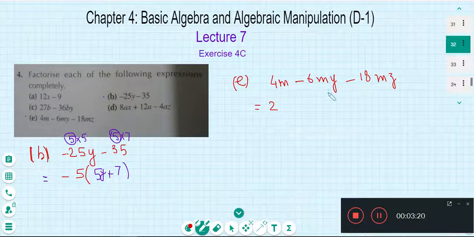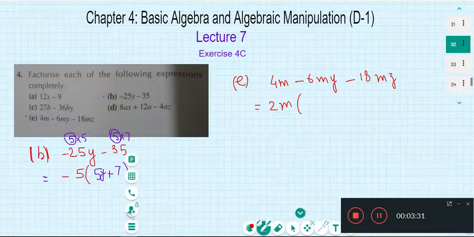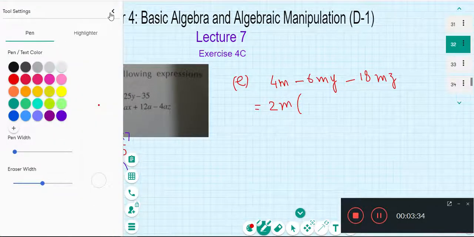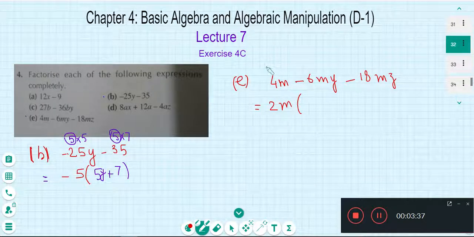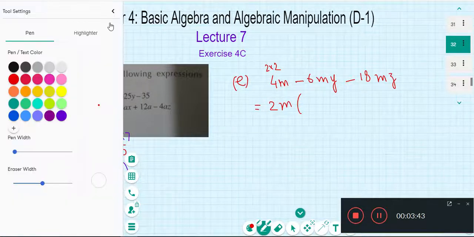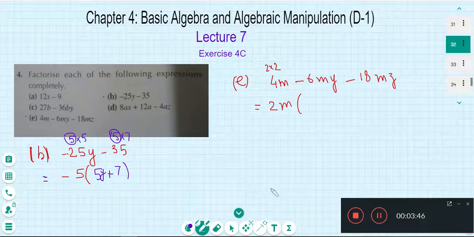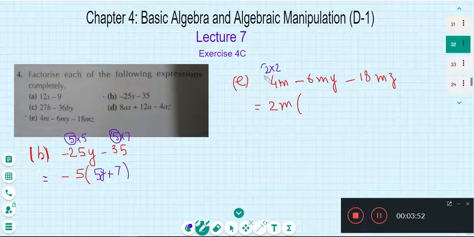Then m, my, mz. Obviously m is common. So 2m is the common of these three terms. So what will be the leftover? As we know that 4 is 2 multiplied by 2, and 2 has been taken as common. So we are left with only 2 and also m as well. So only 2 left. Negative as it is.